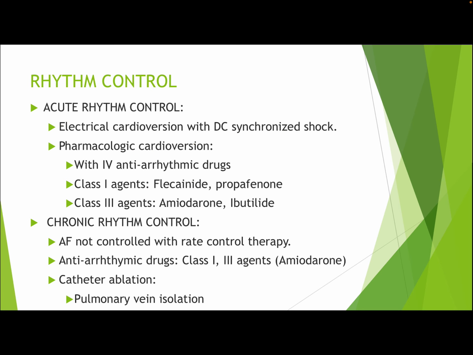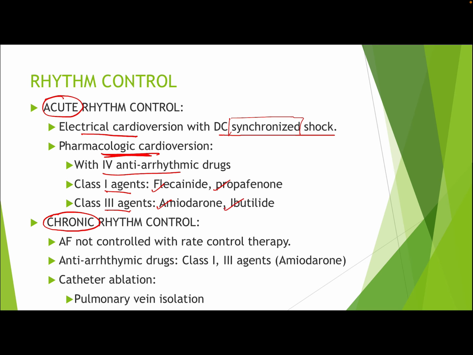Coming to rhythm control. Now, rhythm control can be divided into acute control and chronic control. For agents used for acute rhythm control, we have electrical cardioversion and pharmacologic cardioversion. Electric cardioversion is done with DC synchronized shock. Please note this is synchronized. It is important to synchronize the shock with the QRS complex to avoid precipitation of a ventricular fibrillation. Alright, and the pharmacologic cardioversion options are IV antiarrhythmic drugs. They belong to class 1 agents like flecainide and propafenone, and class 3 agents like amiodarone and ibutilide.